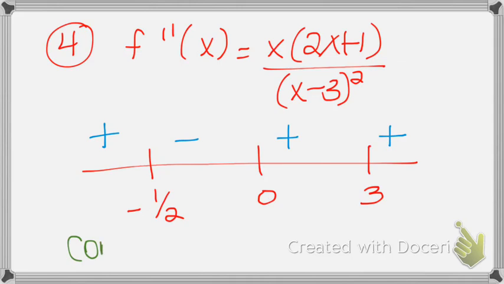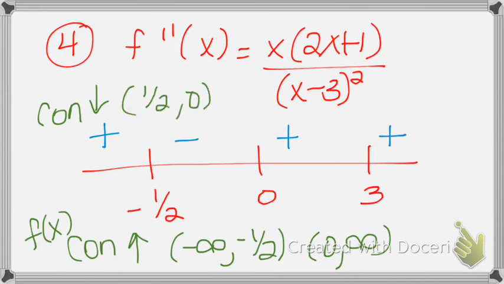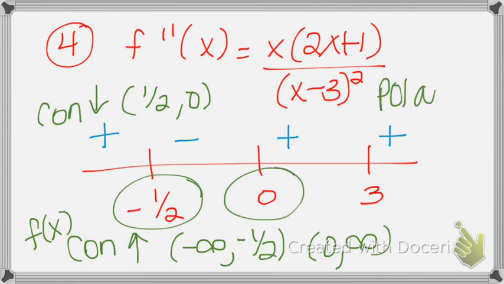So f of x is concave up from negative infinity to negative a half, and 0 to 3 and 3 to infinity. It's concave down from negative 1/2 to 0. The only points of inflection are at negative 1/2 and 0 and not at 3. And the reason for that is because we're changing concavity there. Notice at 3, concavity is positive on both of them. Second derivative is positive on both. So the concavity does not change.